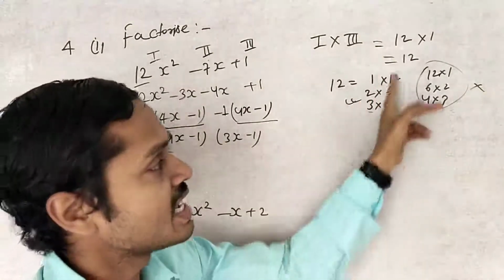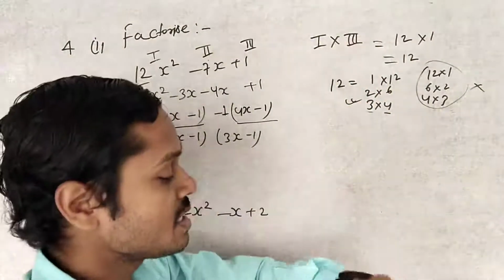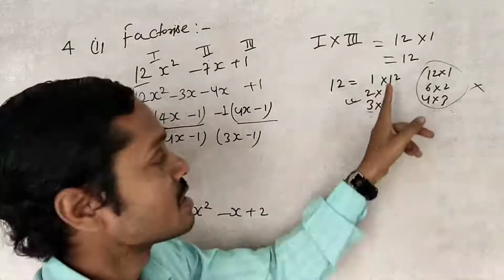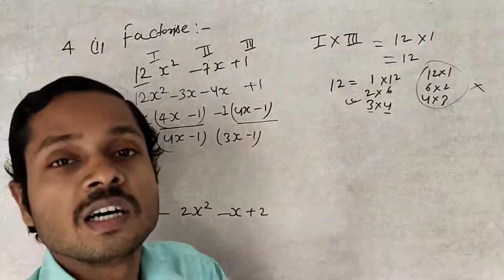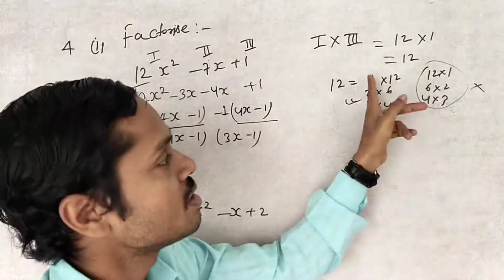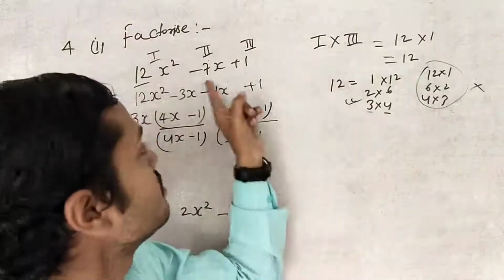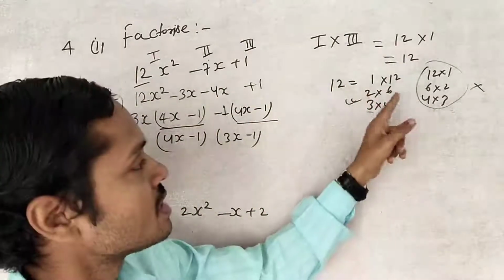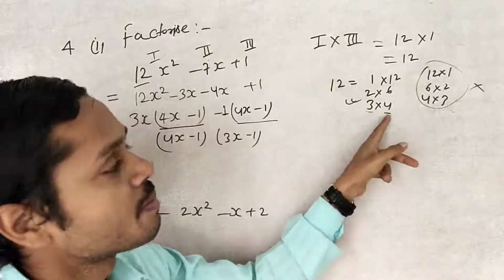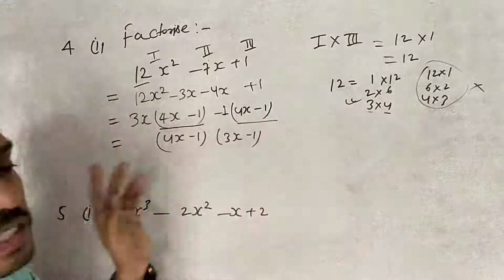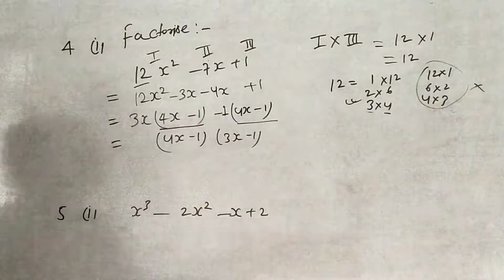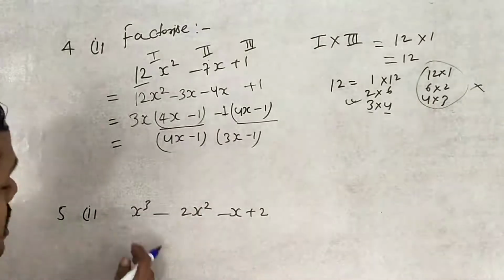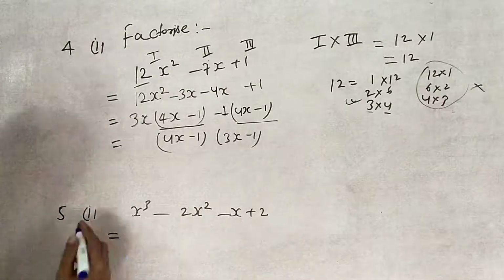You will now have to factorize. You will have to get the factors. After that, you will have to use them as addition and subtraction. 12 plus 1 is equal to 13, not given. 12 minus 1 is equal to 11, not given. 6 plus 2 is equal to 8. 6 minus 2 is equal to 4, not given. 4 plus 3 is equal to 7. Therefore, we can use it. And taking common is a very easy process. You can solve it. Now the same method for question 5.